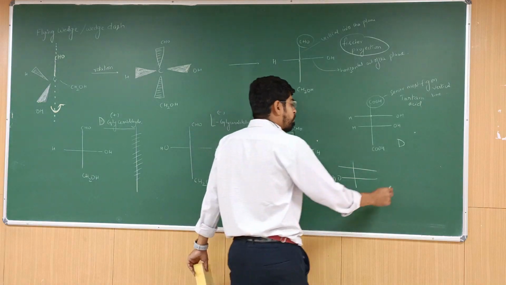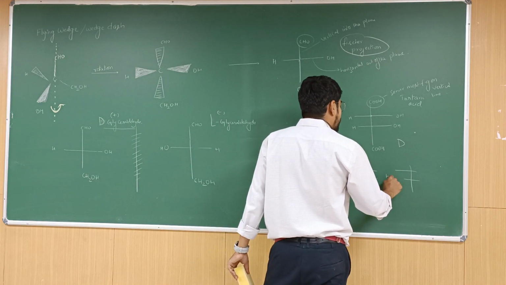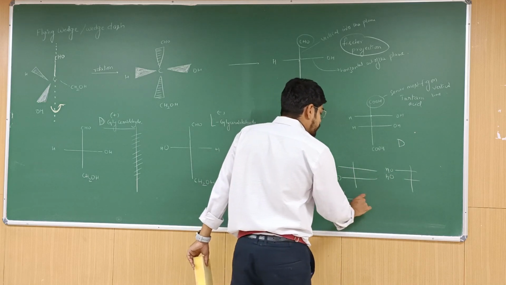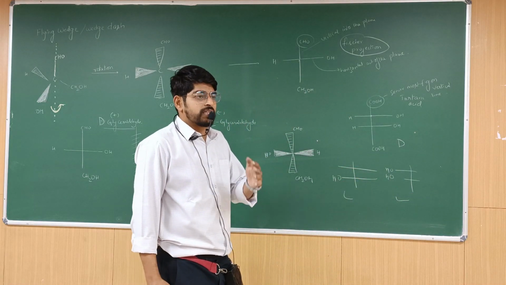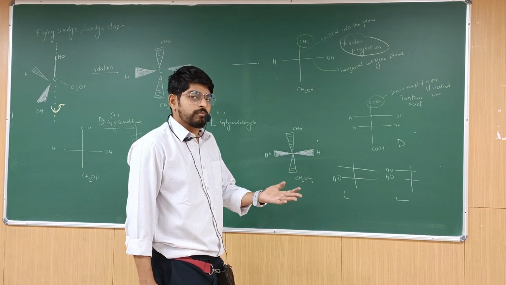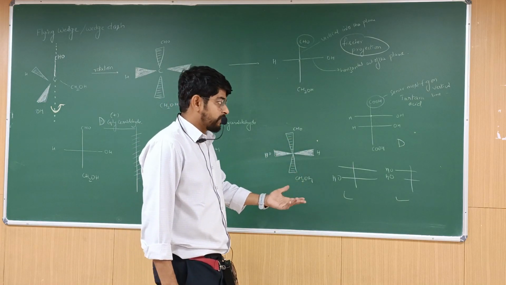You may get a doubt, what if both the OH are to the left? This is also L. There are other names too. There may not be only enantiomers. There can be other types of compounds called diastereomers also. We'll speak about that subsequently.